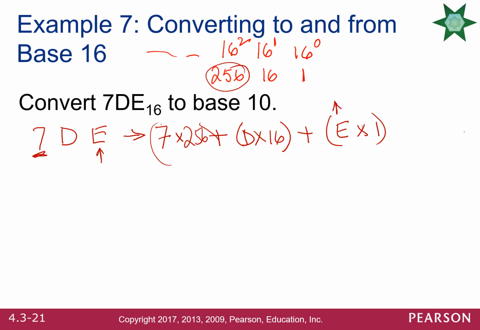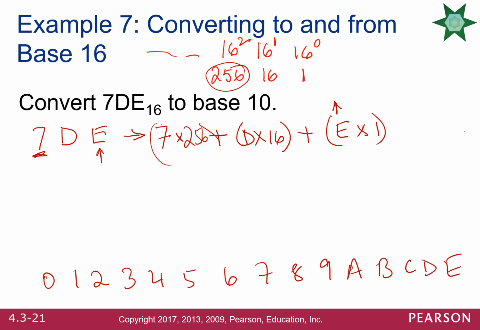E stands for what number? We go up to 9, and then let's write that here. 0, 1, 2, 3, 4, 5, 6, 7, 8, 9, and A, B, C, D, E, correct? So A is 10, B is 11, C is 12, D is 13, E is 14, right?